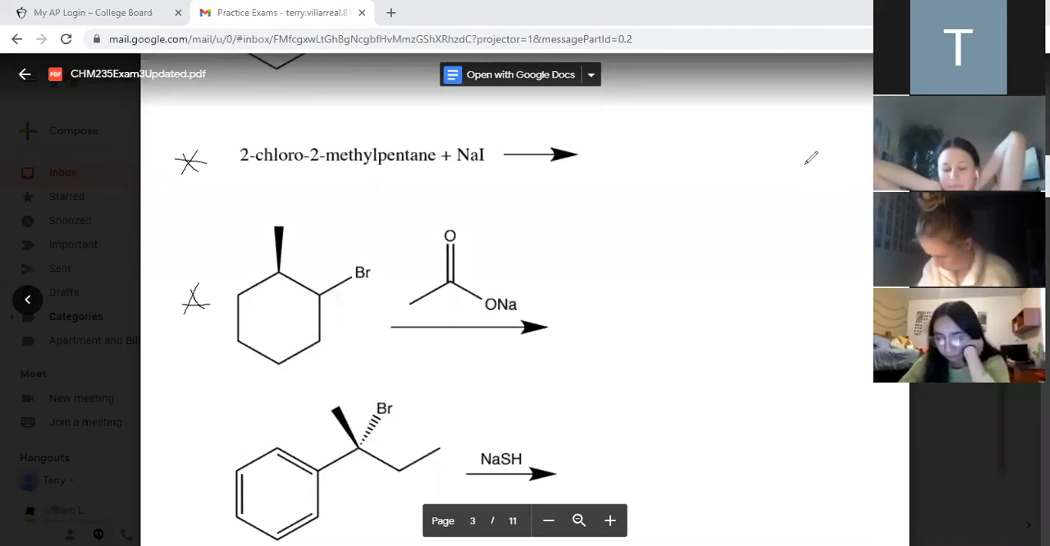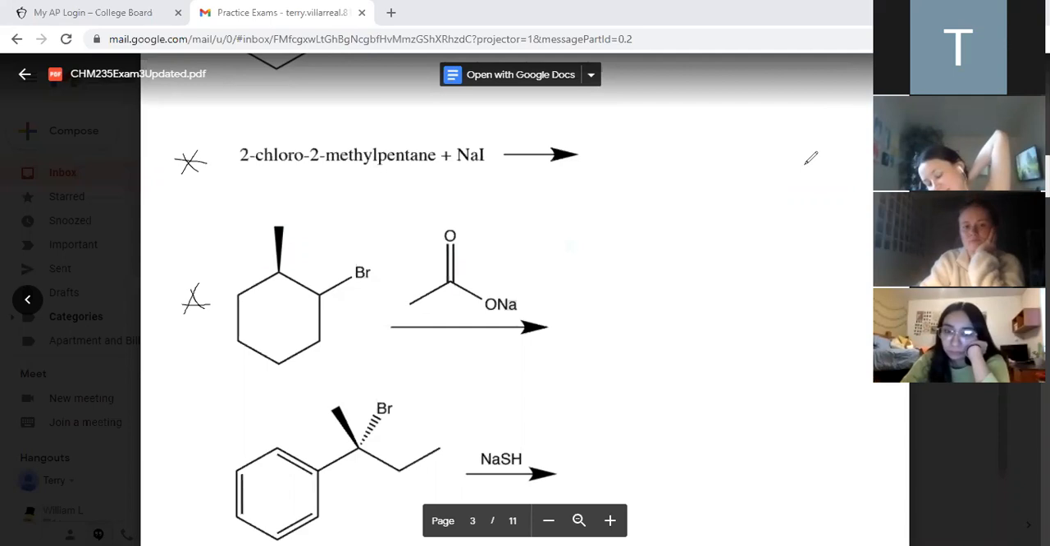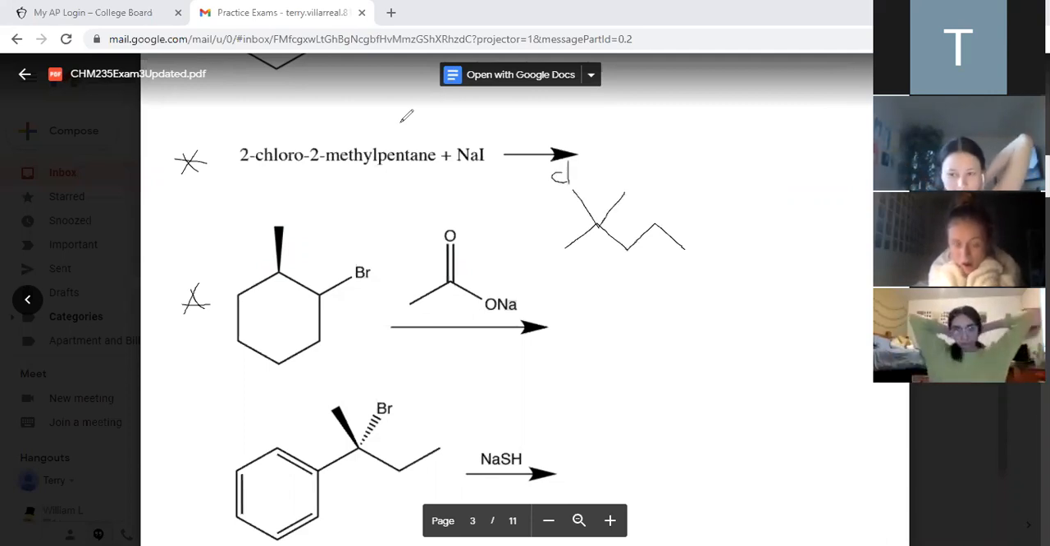Let's go ahead. What's the first thing you think you should do for our next one before you even attempt to do it? Draw it. Draw it out. Yep. Because if you don't draw it out, you are going to be putting yourself into a world of hurt. So, 2-chloro-2-methylpentane, right? Is this a stereocenter?